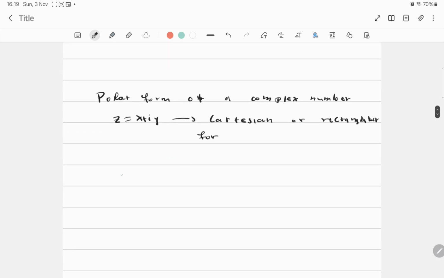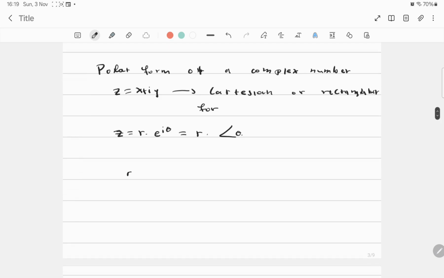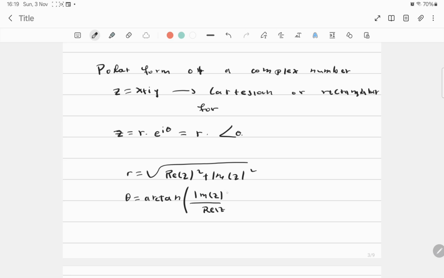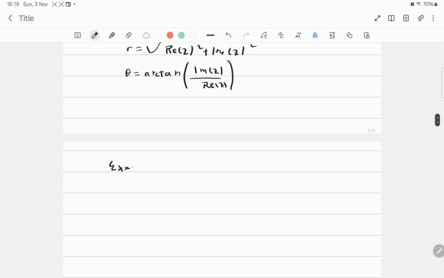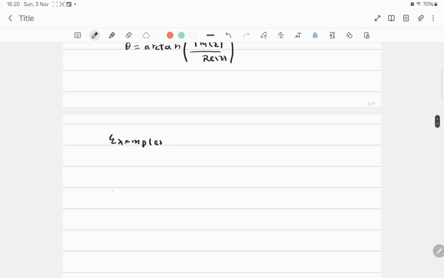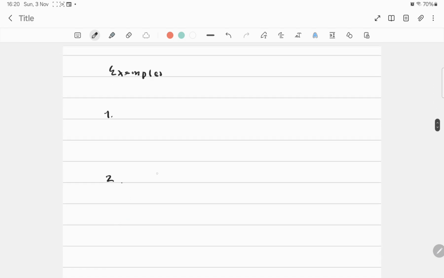If we want to convert into polar form, z equals r times e to the power of i theta, or we write r angle theta. r is the square root of the real part of z squared plus the imaginary part of z squared, and theta is the arc tangent of the imaginary part of z over the real part of z. Let's have a look at some examples.